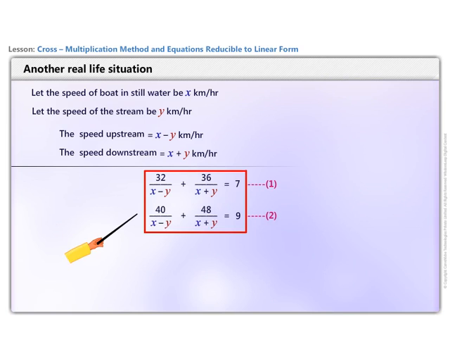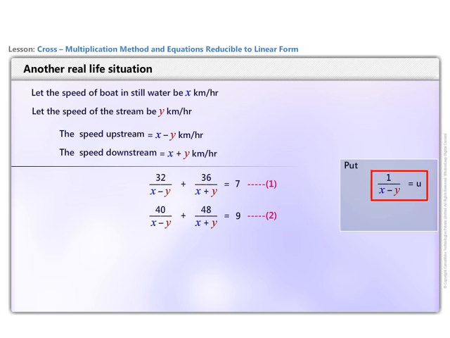Adding equations 5 and 6, we get x is equal to 10, and subtracting equation 5 from equation 6, we get y is equal to 2. Thus, the speed of the boat in still water is 10 kilometers per hour and the speed of the stream is 2 kilometers per hour.